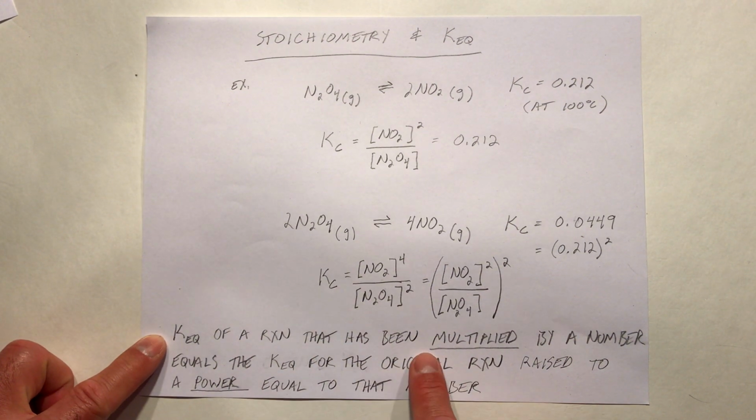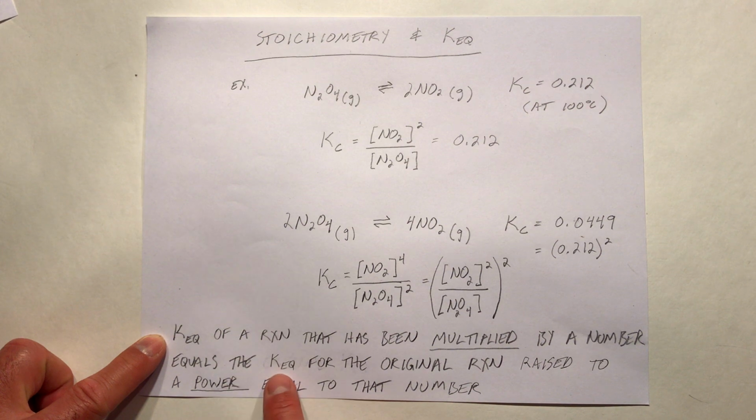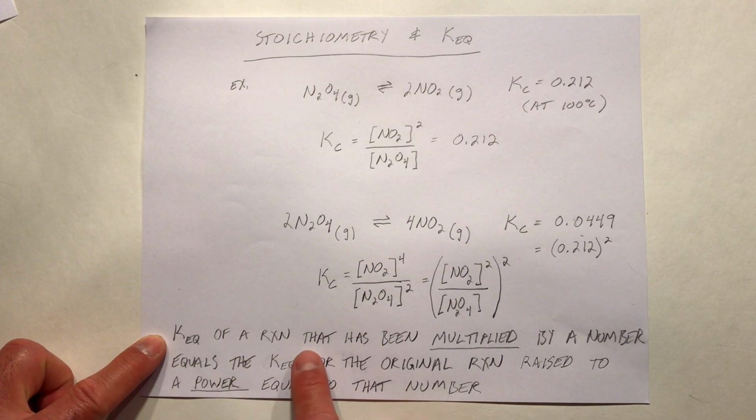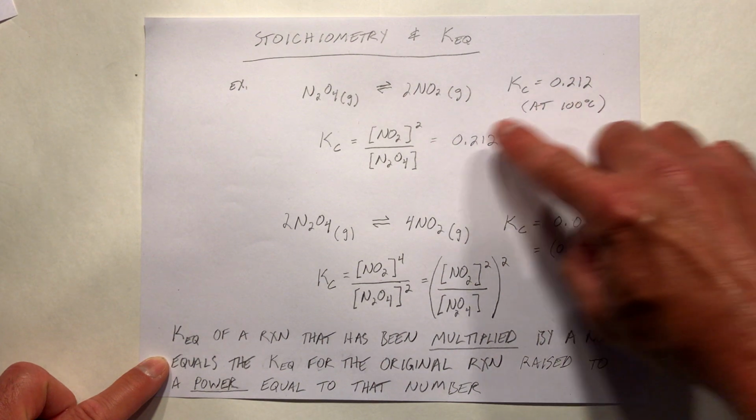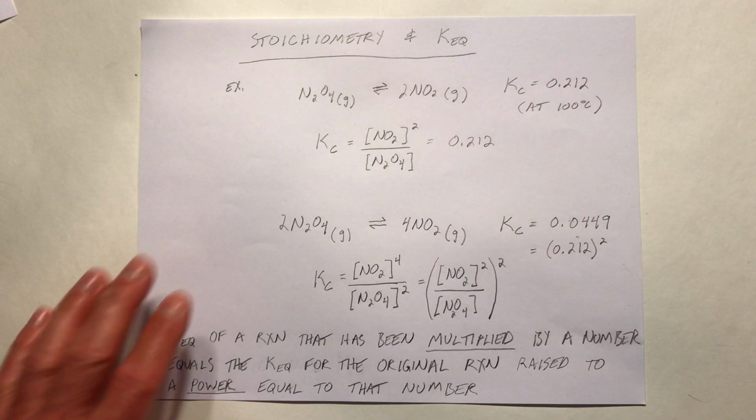So Keq for a reaction that has been multiplied by a number equals the Keq for the original reaction raised to a power equal to that number. So the power of the multiple is involved there.